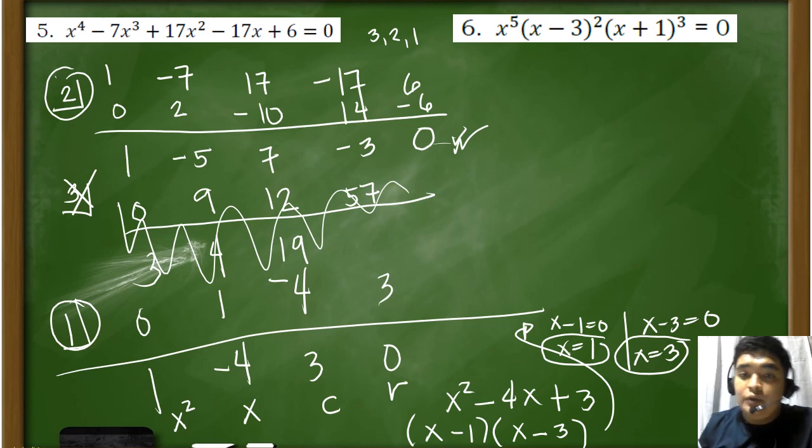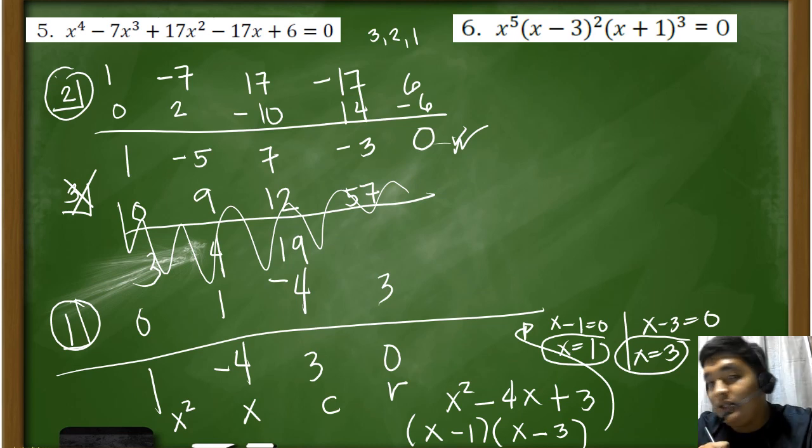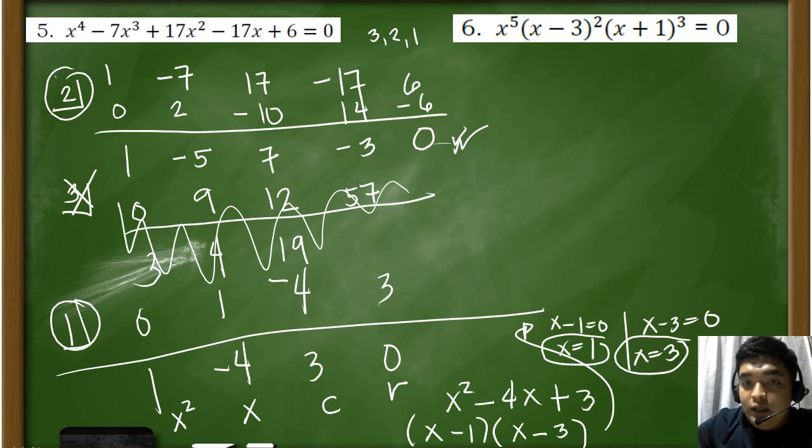Okay? So as you can see, the 1 came back. So in writing that, we will use multiplicity. Meaning, it appeared twice. If we are going to graph it with multiplicity, it will bounce. It does not cross, but it bounces back.